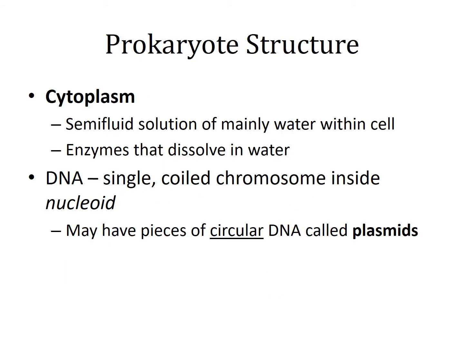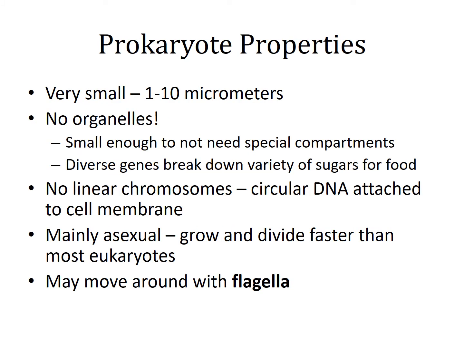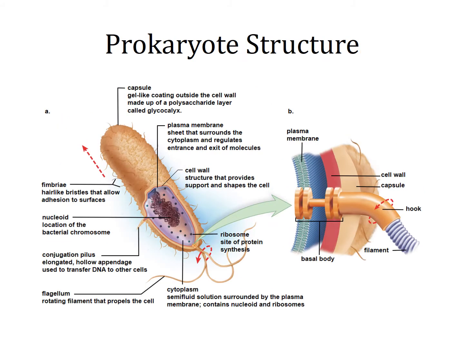They do have cytoplasm. They have a single coiled chromosome that is DNA. It is just not surrounded by a membrane, which is why it's a prokaryote and not a eukaryote. And prokaryotes are super small. They're way smaller than eukaryotic cells.